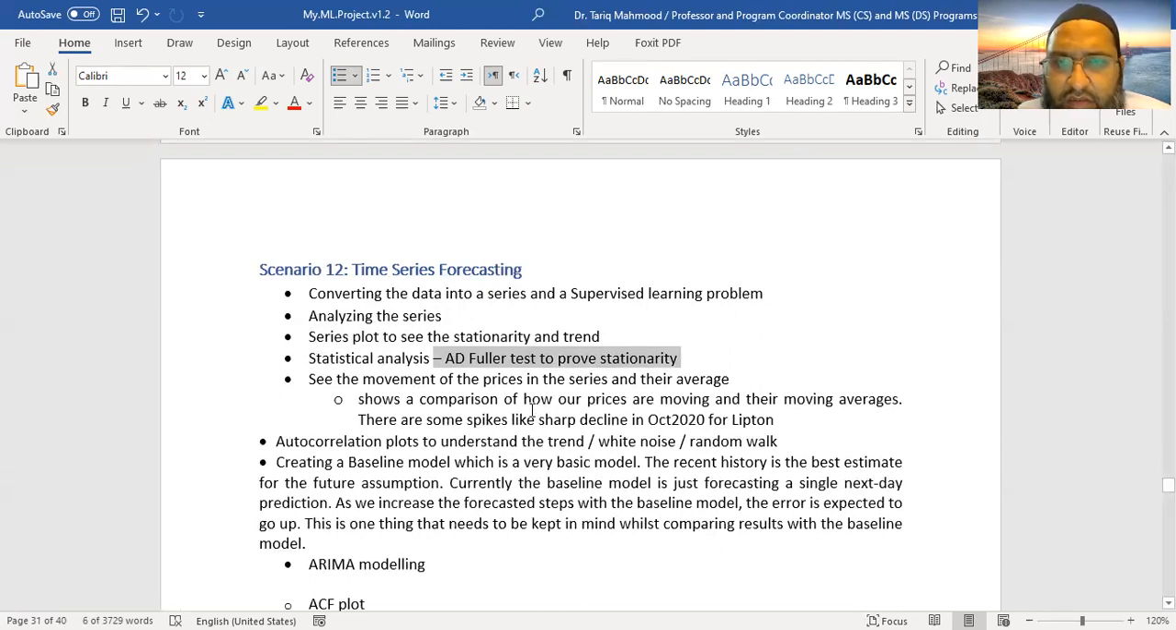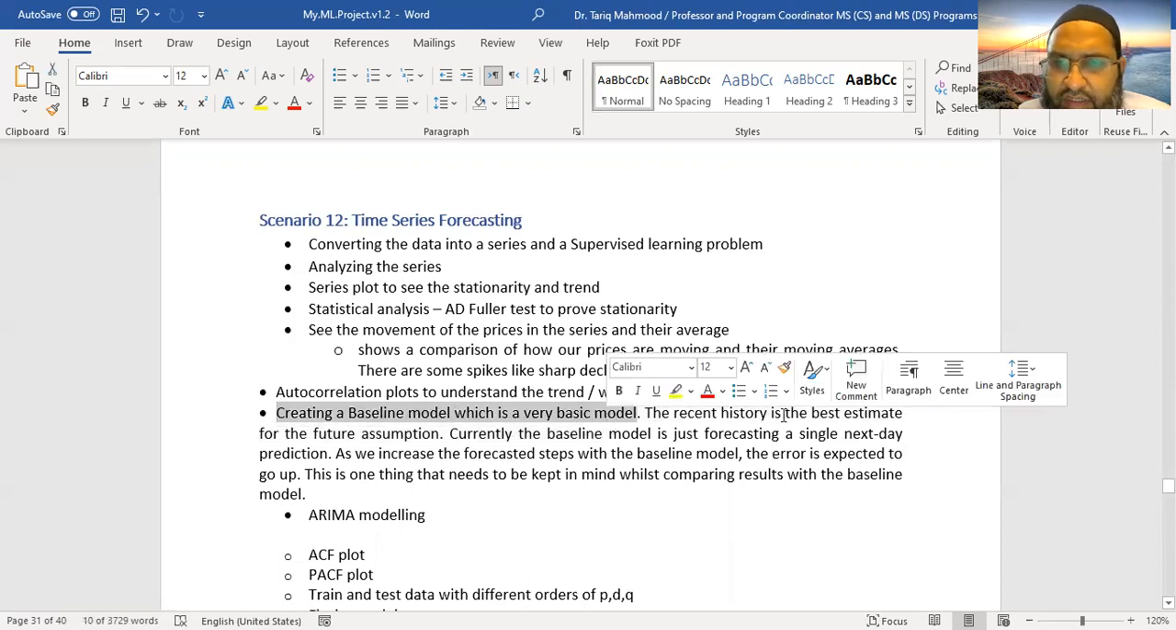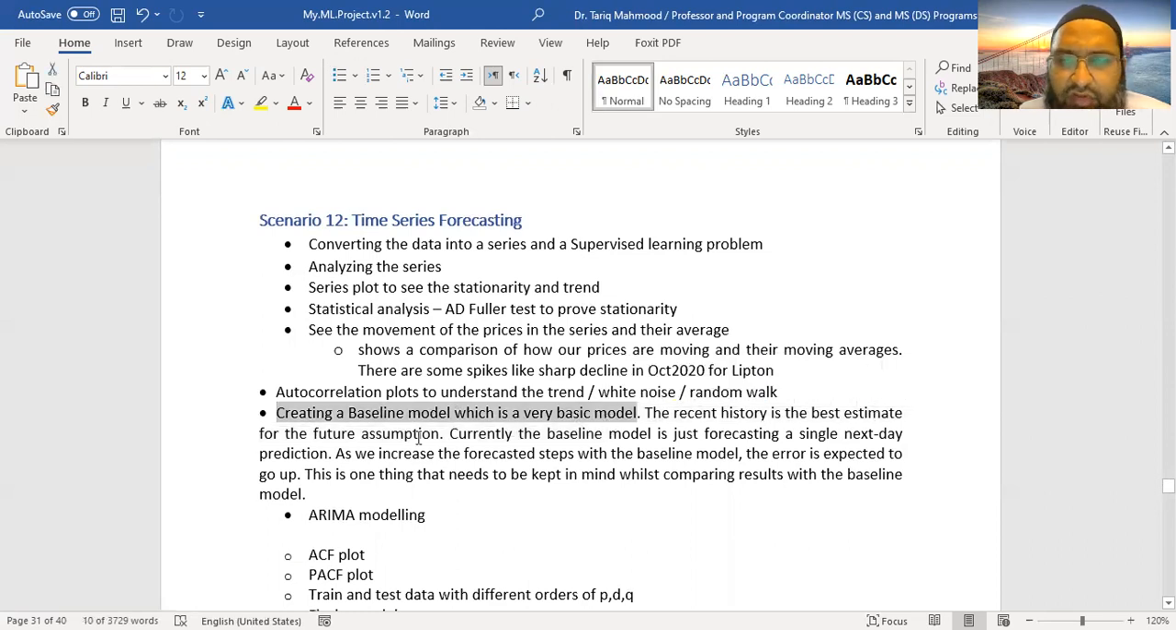And then obviously we want to show the comparison of forecasts, or the comparison of this time series modeling for the different tea brands together. And then you also do these autocorrelation plots to understand the parameters for the ARIMA model. And then you create a baseline model, which is the basic model. The recent history is the best estimate for the future assumption. Okay, so that seems to be the basic rule of thumb in time series forecasting.